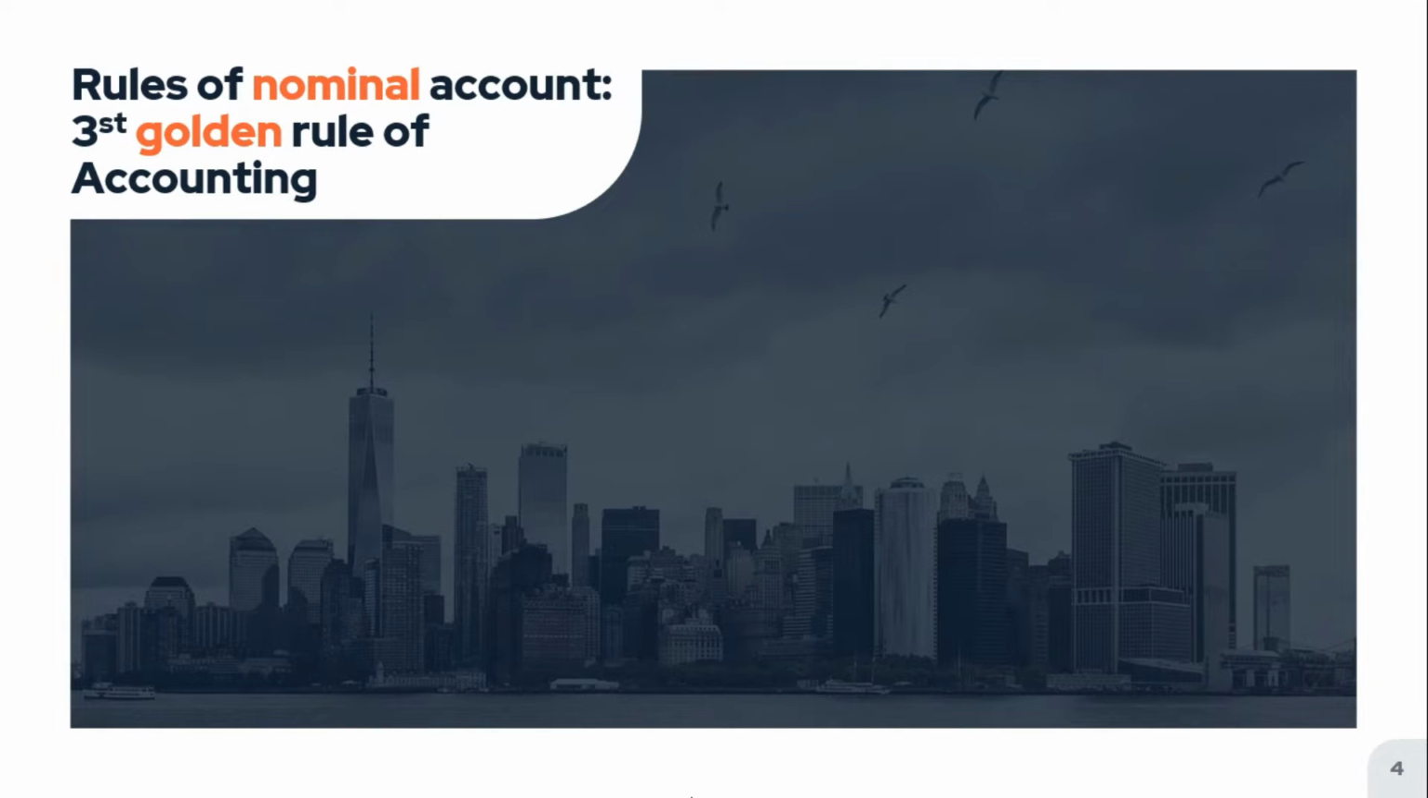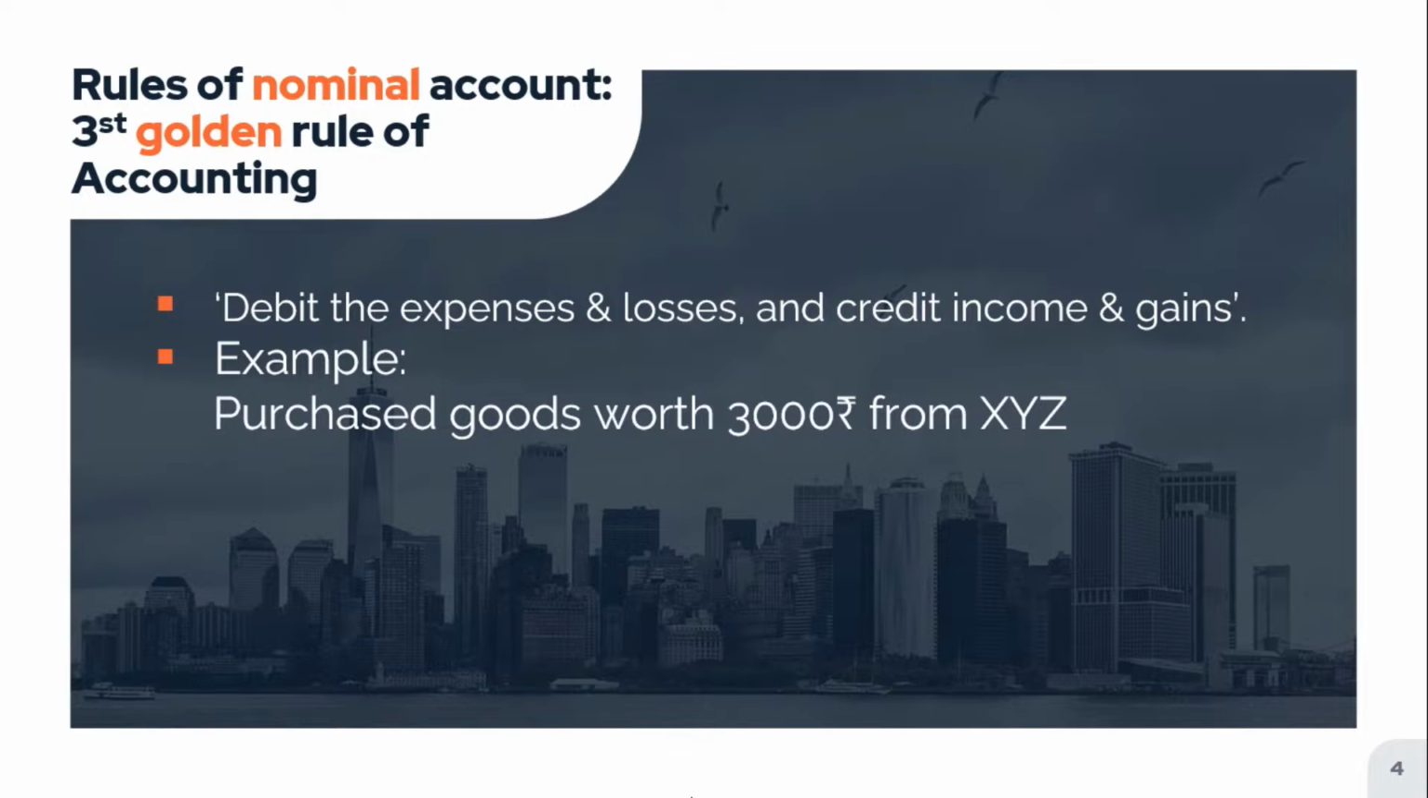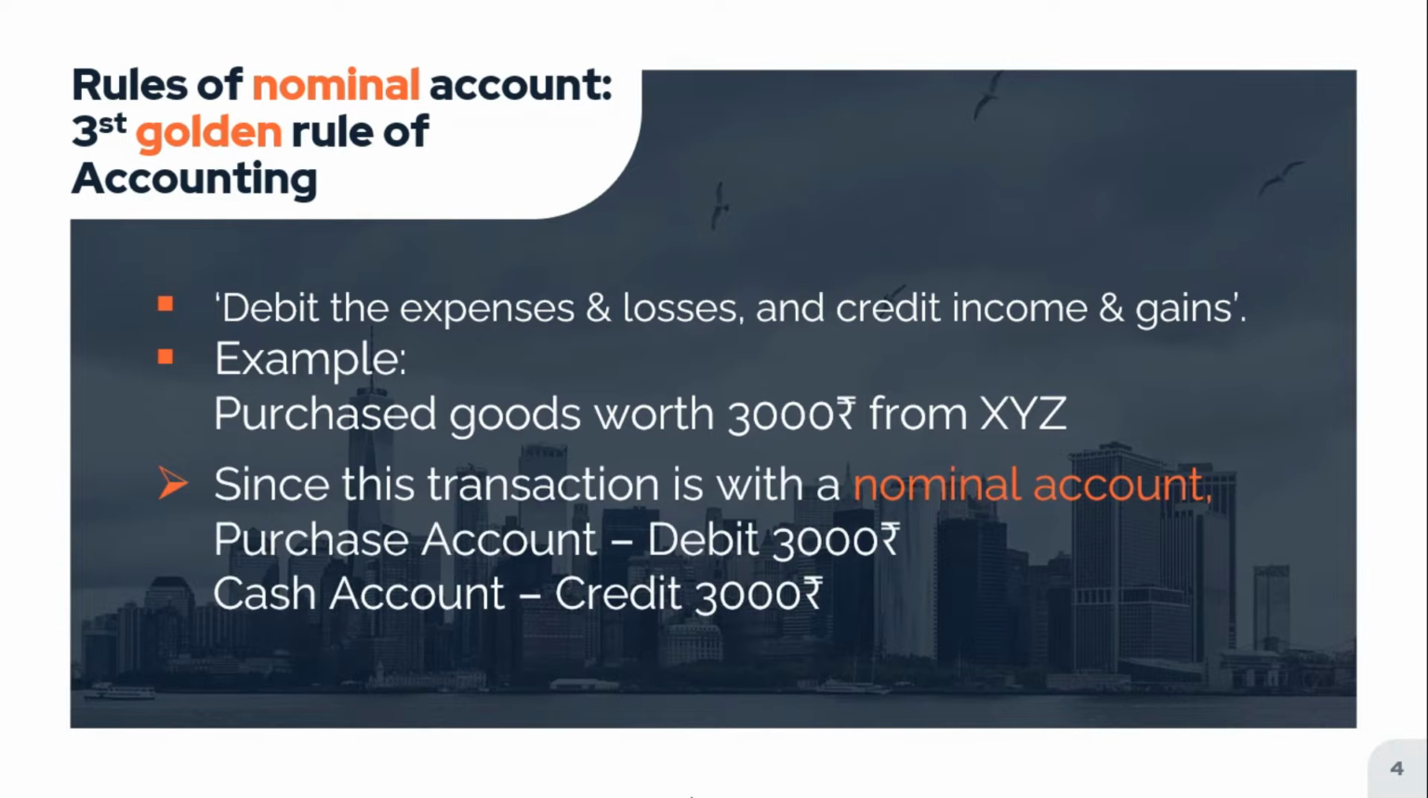Next, when you do a transaction with a nominal account, that is, whenever you deal with expenses and income, you will follow the rule debit the expenses and losses and credit the income and gains. For example, let's say you purchase goods worth rupees 3,000 from XYZ. So rupees 3,000 is an expense for you. So according to this rule, debit the expenses and credit the income. Since it was an expense for you, you will debit rupees 3,000 to your purchase account and you will credit rupees 3,000 to your cash account.